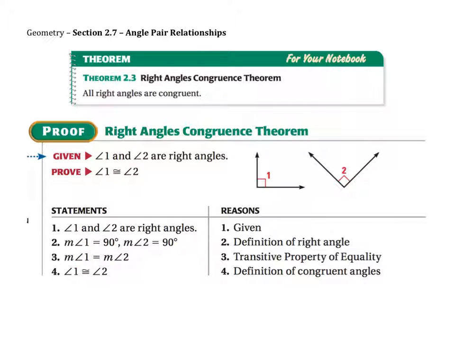Angle 1 is equal to angle 2 because of the transitive property, and knowing that if the measures are equal, that means that they are congruent. So now that we've stated that the measure of angle 1 is equal to the measure of angle 2, we can state that angle 1 is congruent to angle 2, and that's due to the definition of congruent angles. Because they were equal, that means they're congruent. Thus, we have proven that if you know that two angles are right angles, they are congruent. Now we can use this theorem as a reason in our proofs from now on.